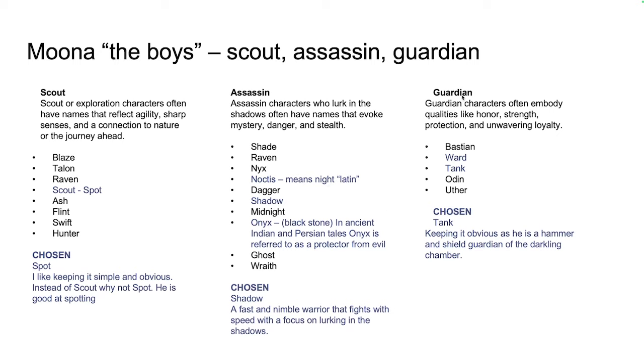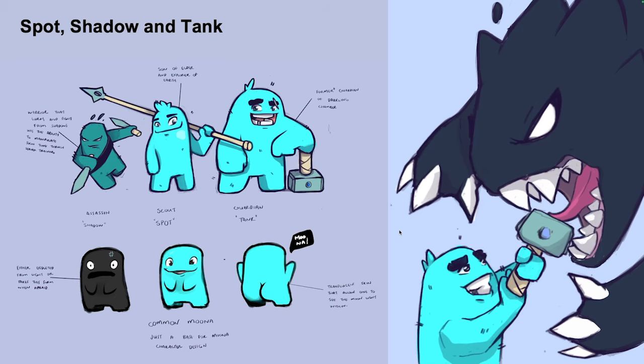Then the Guardian, which is Tank. Guardian characters often embody qualities of honor, strength, protection, and unwavering loyalty. So that's pretty much who Tank is, and here's a few of the names that I had chosen for him. So I just wanted to keep things obvious, as he has a hammer and a shield, and he's the guardian of the Darkling Chamber. So yeah, that's how I came about with these three guys, and I'm so excited for you guys to meet them.